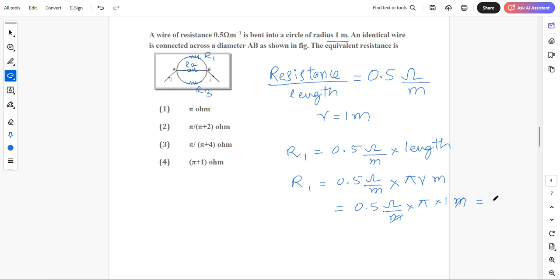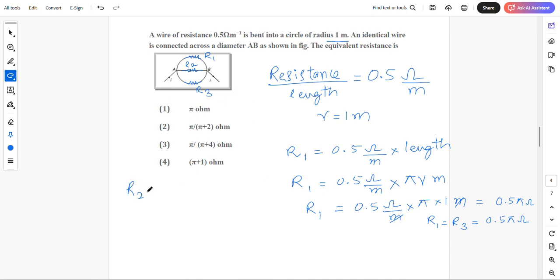R1 is equal to how much? 0.5 pi ohm. Right, 0.5 pi ohm. Now R1 is same as what? R3. This is the upper semicircle and this is the lower semicircle. R1 is equal to R3 is equal to 0.5 pi ohm. What about R2?